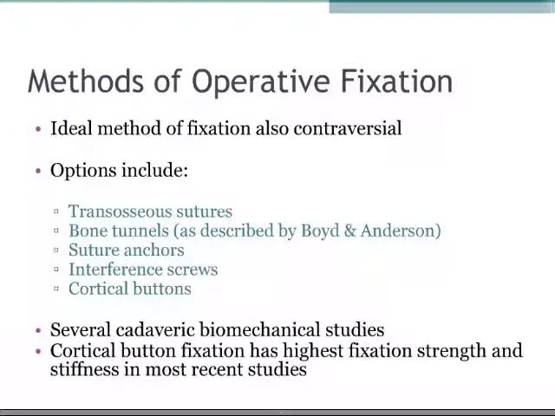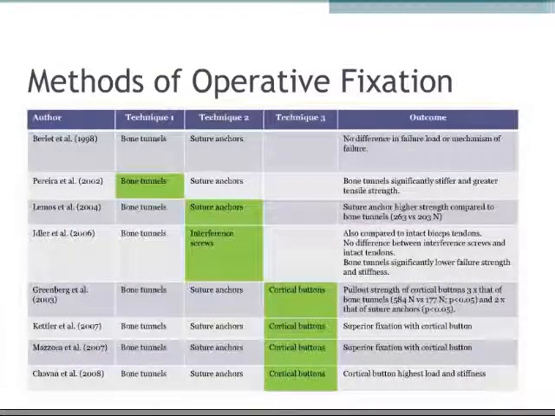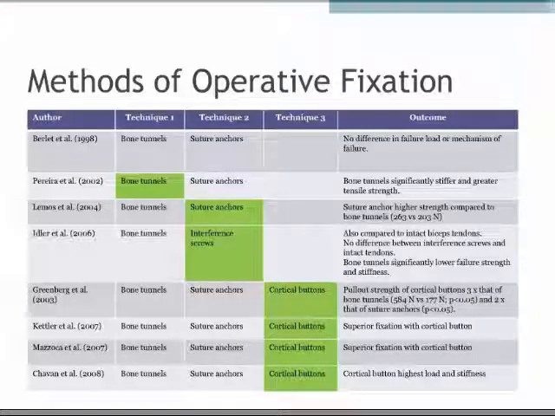So this is a quick rundown. There are 8 of them, and the oldest ones found no difference between bone tunnels and suture anchors. The green ones I've highlighted as being the superior in stiffness. In 2002, one study found bone tunnels were better than suture anchors. Then in 2004 and 2006, suture anchors and interference screws were found to be superior. However, the more recent studies, after cortical buttons, found them superior in strength and stiffness.